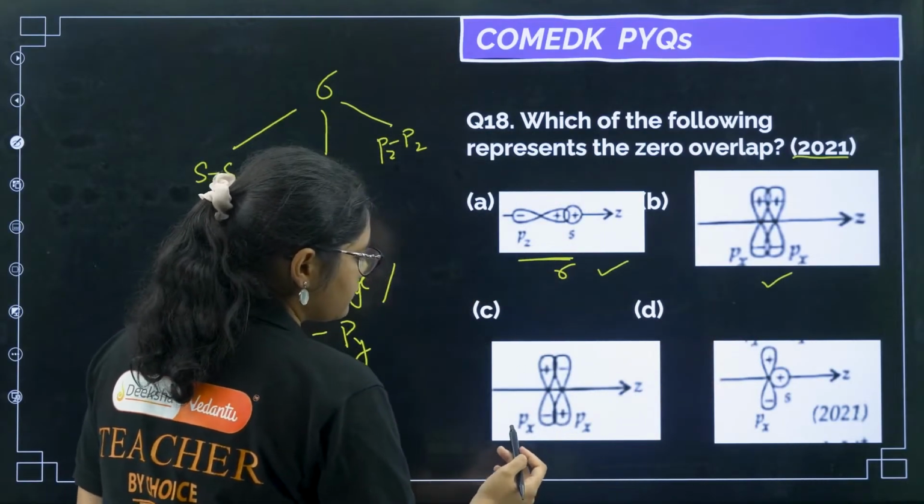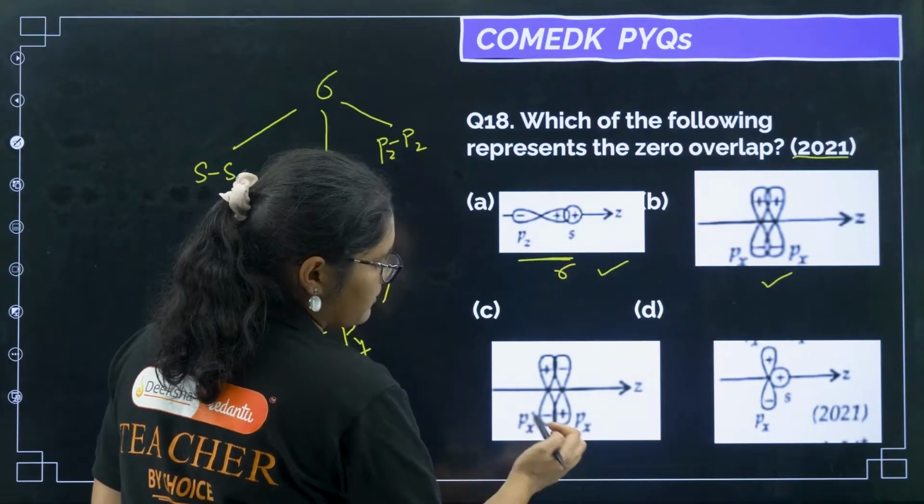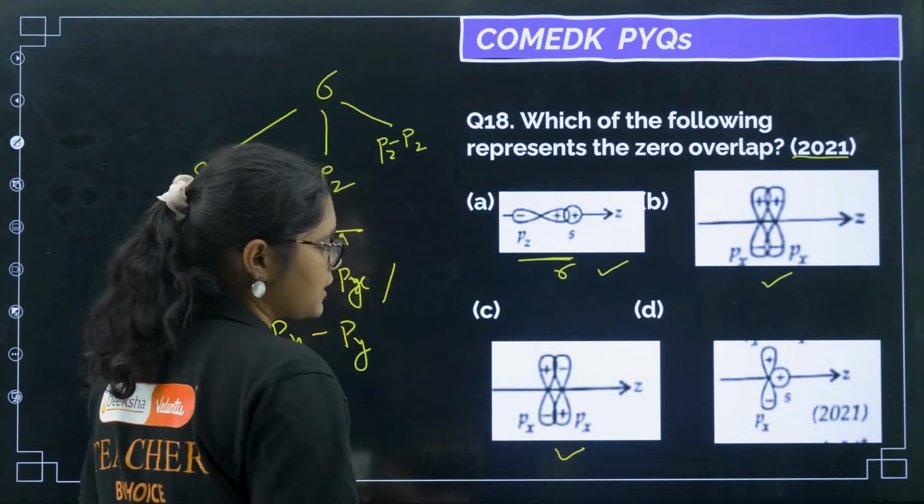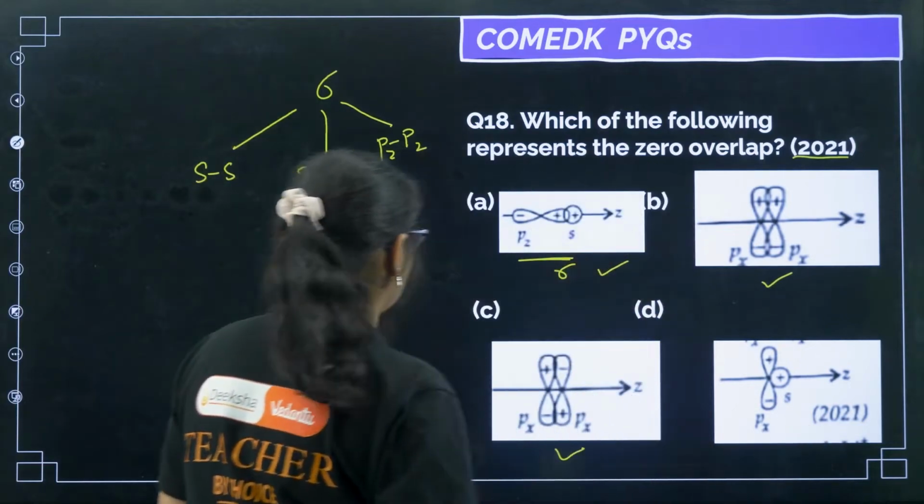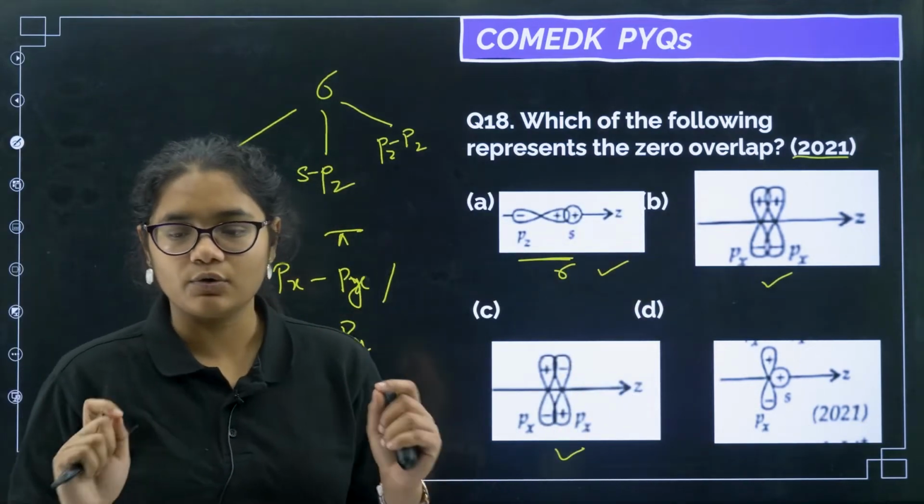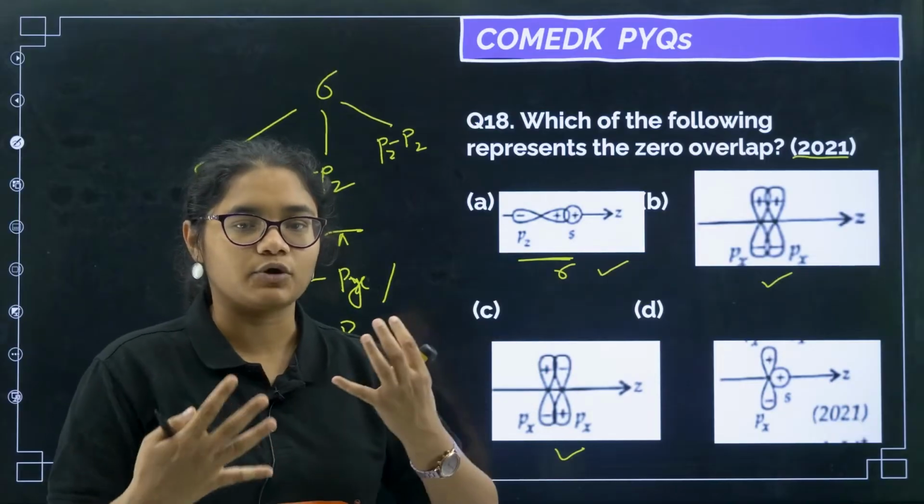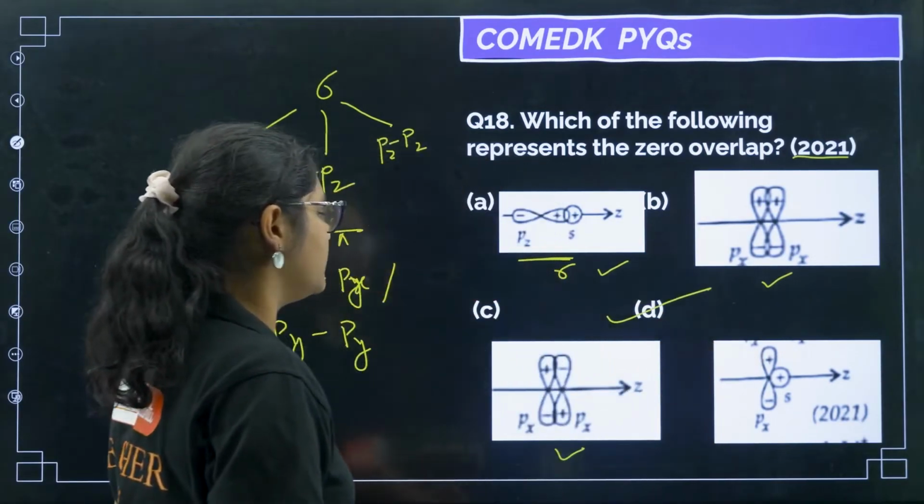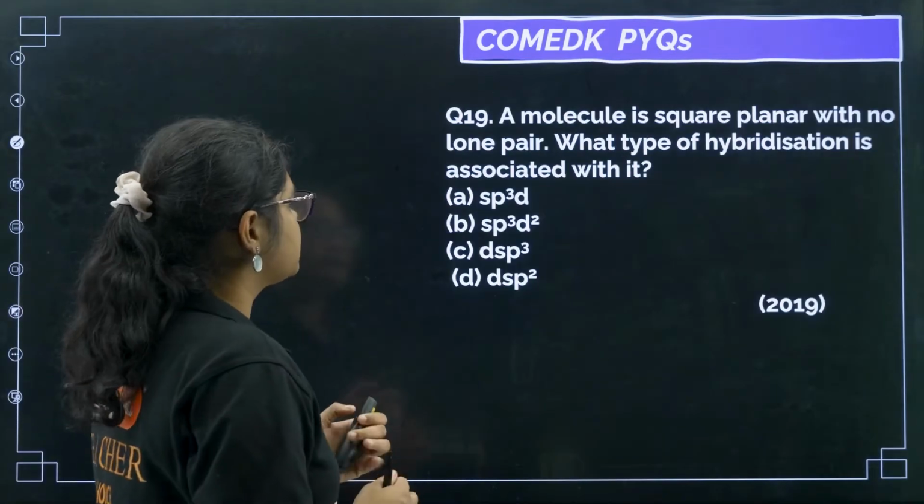Next if you see here, px-px is also combining, but this is destructive interference, so this is also correct. But here if you see s and px, s and px will have zero overlapping because s and px do not have any symmetry match. So that is why the correct answer here will be option number D. Next question number 19.